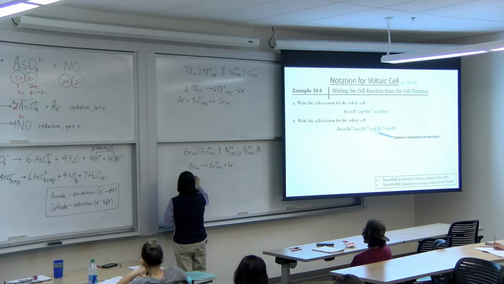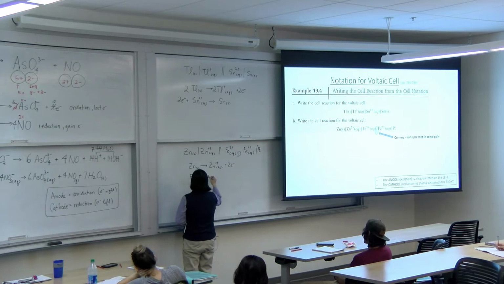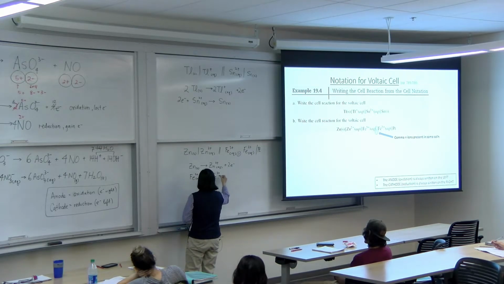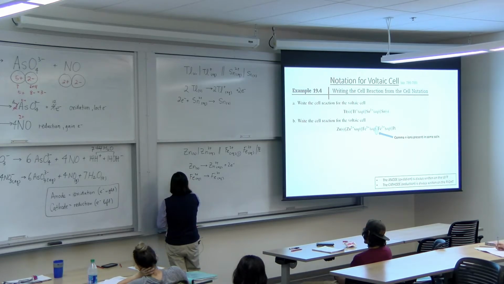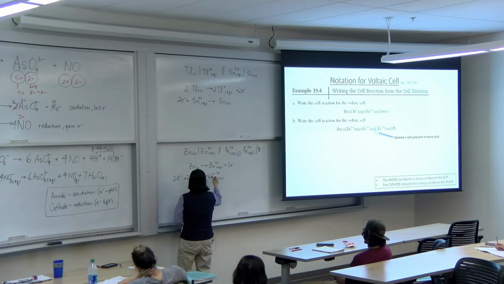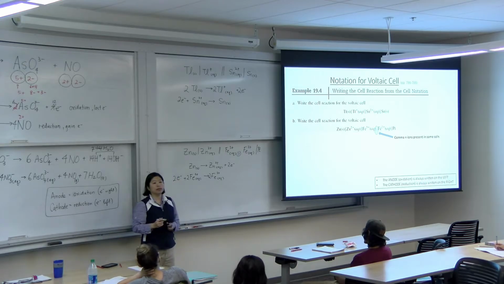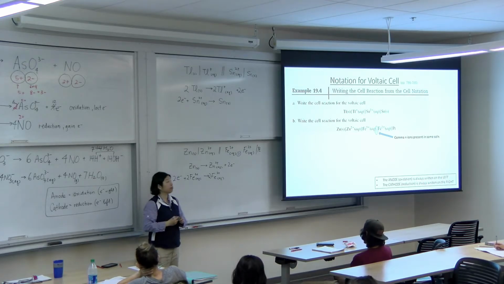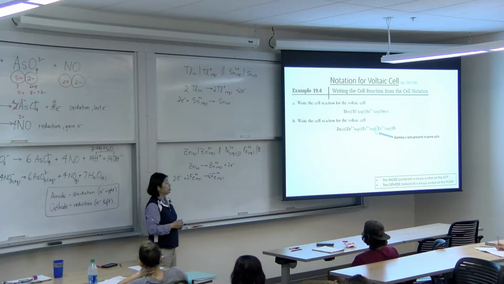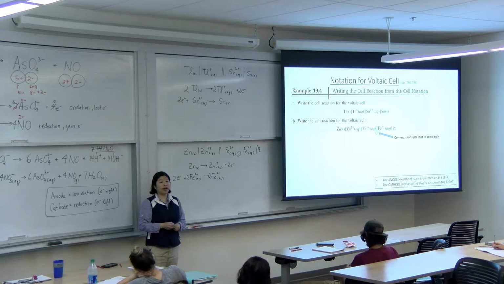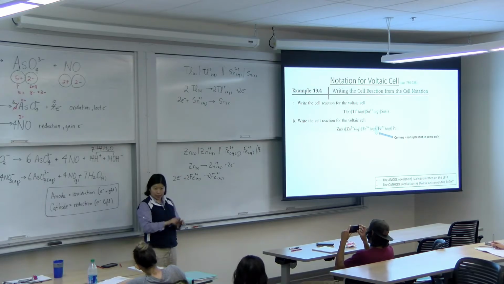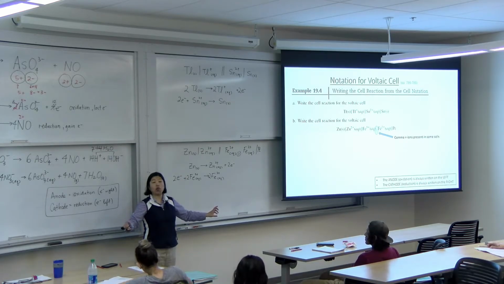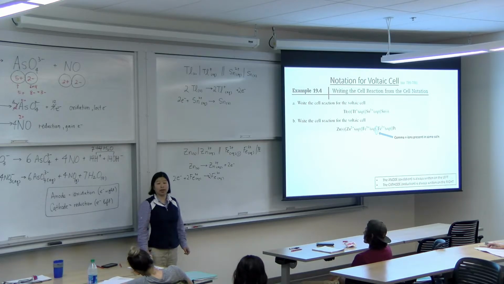And your other one is going to be iron 3 plus becoming your iron 2 plus, and you're going to add an electron here. Again, we should balance. Any questions? Of course, if I ask for the overall reaction, you need to bring everything down and write the whole reaction.